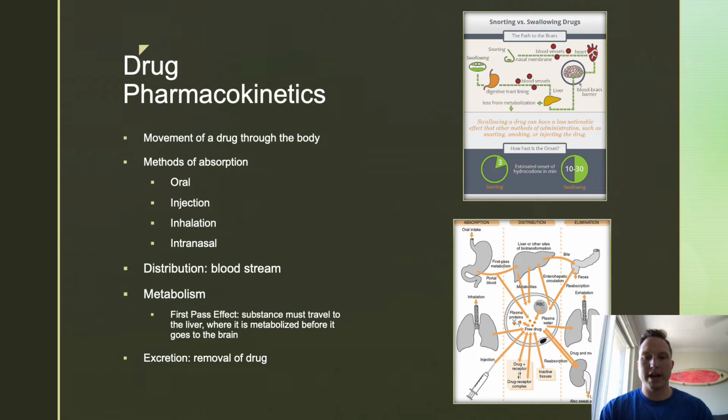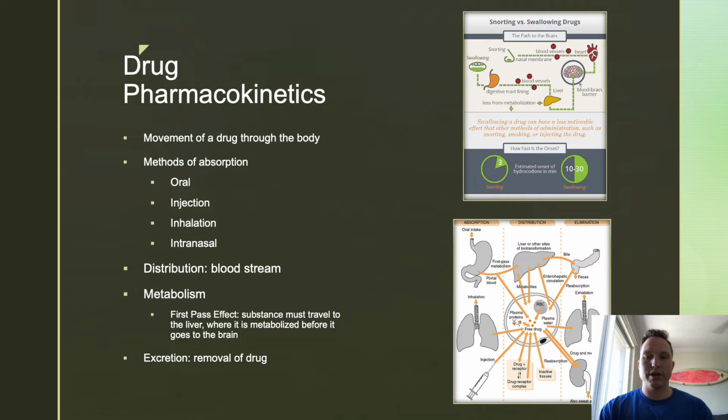So let's say we had a substance and we ingested it. So we did the oral route. The substance will be ingested, and then it's going to dissolve in the stomach, and then it's going to be absorbed through the bloodstream. It's going to travel to the liver first, and then it's going to be metabolized with that first pass effect, and then it's going to be sent to the brain. So due to this process, the drug is going to have noticeably less effect than other methods because of this first pass effect.